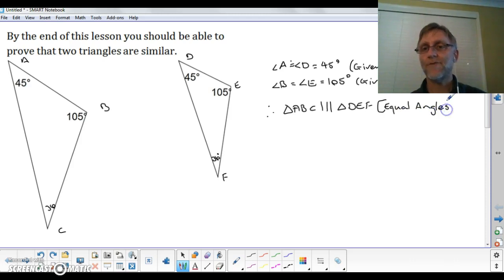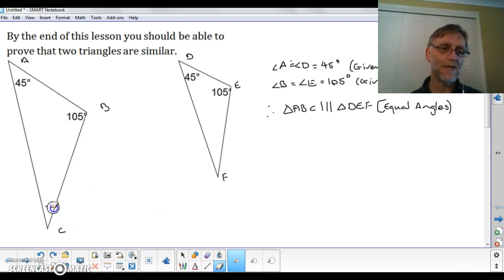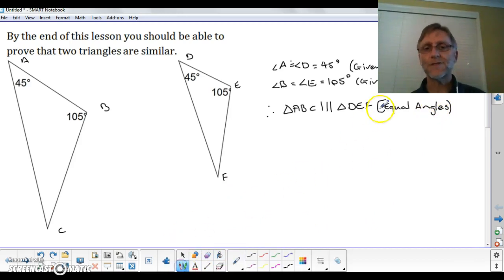Now, you'll notice that we haven't mentioned the 30-degree angles. We don't have to. Any fool can do that maths. It's not a big deal, so we don't bother about it. We just give two angles the same, and then we say they've got equal angles. Now, in some textbooks, they don't use the words equal angles. They have the word equiangular. You need to be able to use that word as well. So either equal angles or equiangular will do.